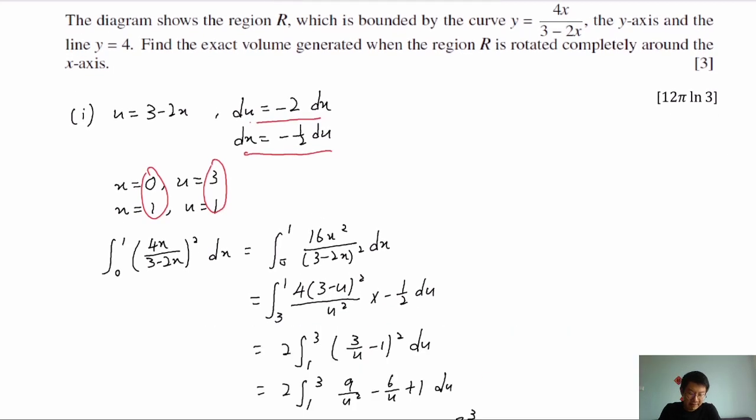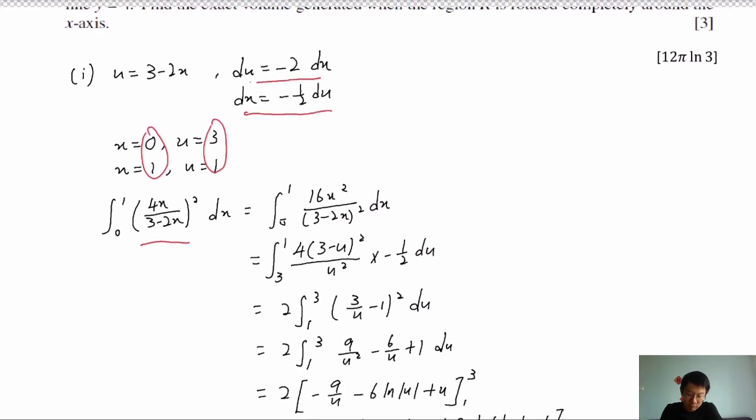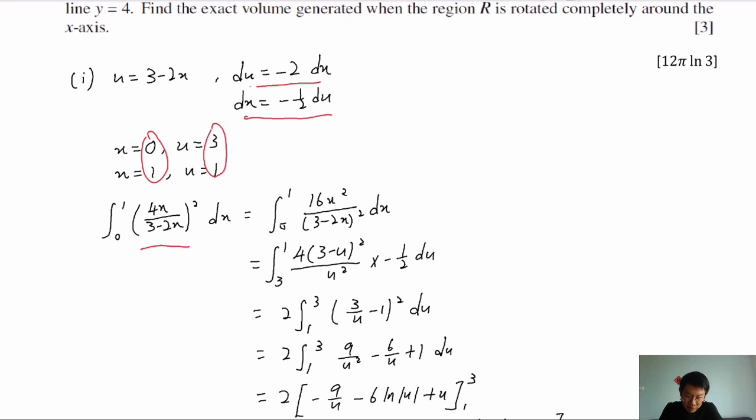Next, we have this integral, and we need to replace all the x there with u. You can first expand it to make our work easier. In this case, we have dx, so the dx is negative half du. That is what we have from there. And our numerator is just u squared.